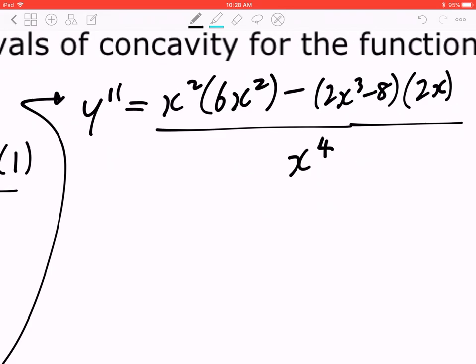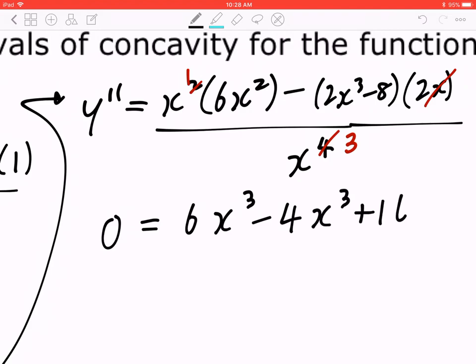Before we keep going, notice there's a common factor of x from the top and the bottom, so you can cross that out. Now you can set this to 0. That's exactly how you find inflection points. If you look at the top and clean this up, that's going to be 6x cubed minus 4x cubed plus 16, all over x to the power of 3.